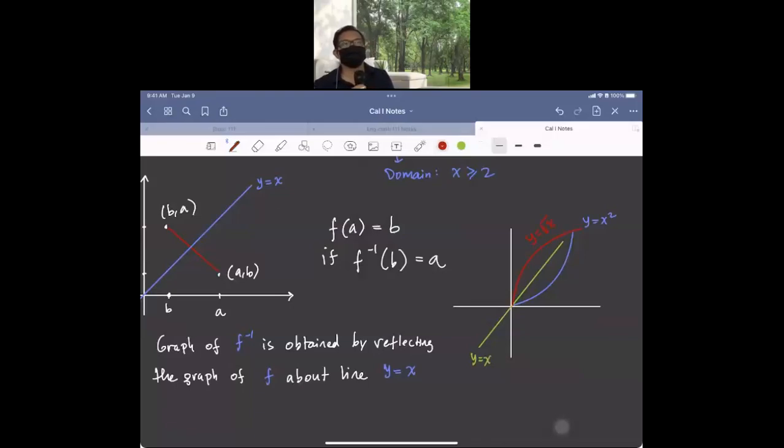And the inverse is y equals square root of x. You can check with GeoGebra if you want. You can draw the functions, draw y equals x, and draw the inverse. And you will see that the functions are reflected through y equals x. And that's how you can also see how the inverse can be observed.